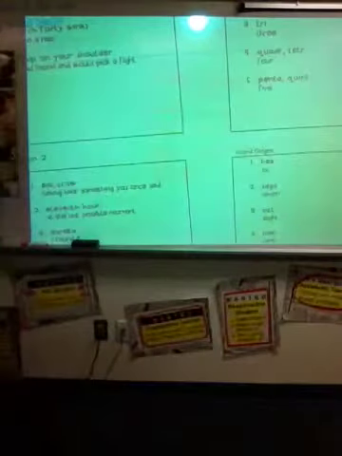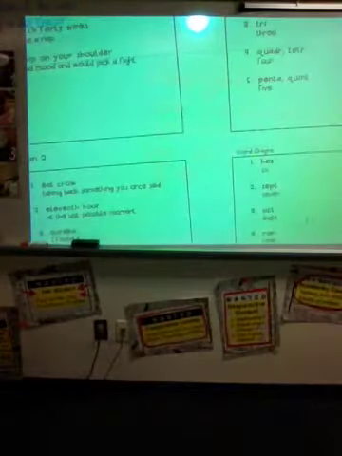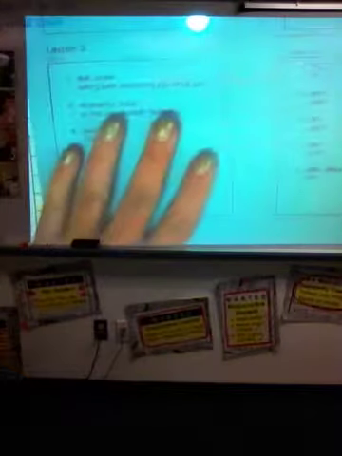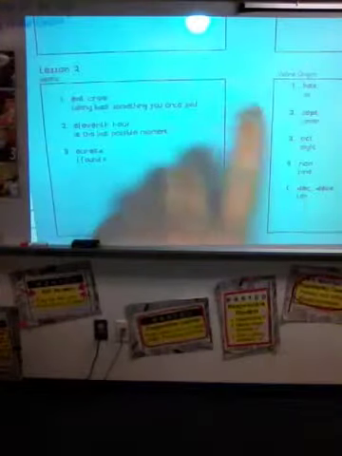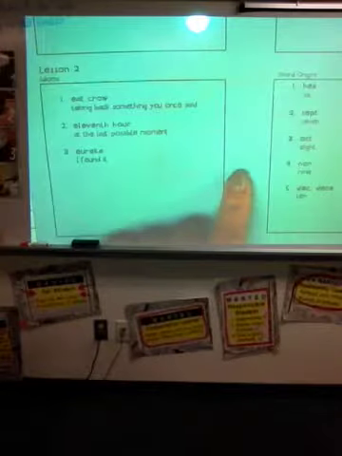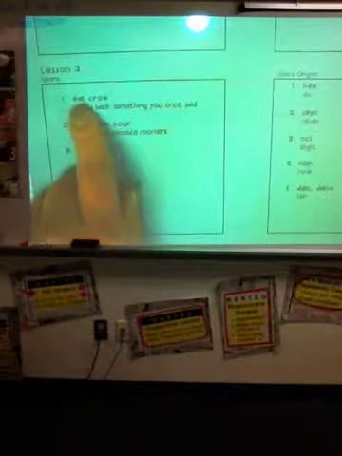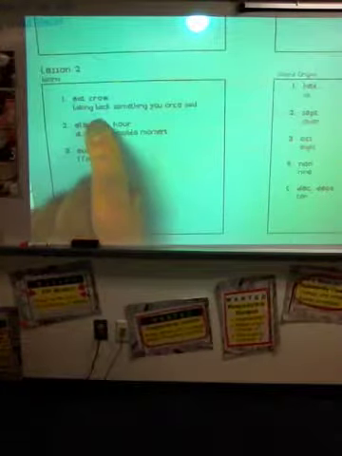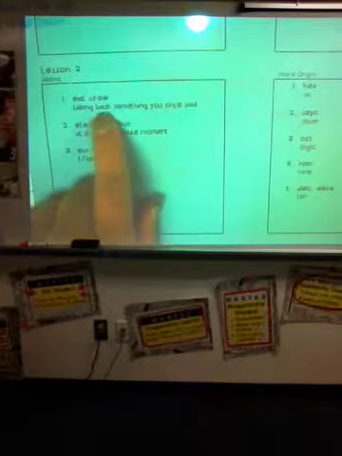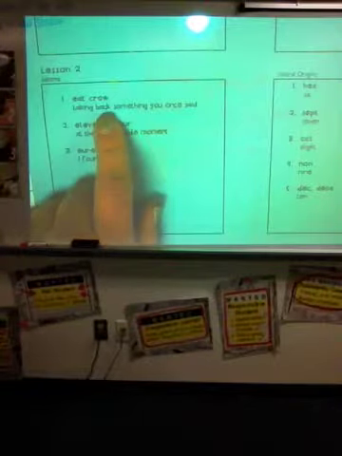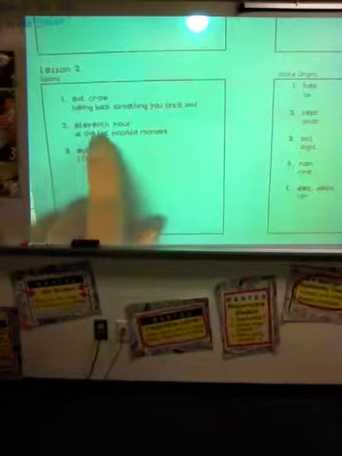Okay everyone, I'm going to talk to you about our lesson 2 for idioms and word origins. I'm going to go over the idioms and then we're going to write the word origins together with examples in your notebook. The first idiom is eat crow. If someone tells you to eat crow, they're telling you to take back something you once said.